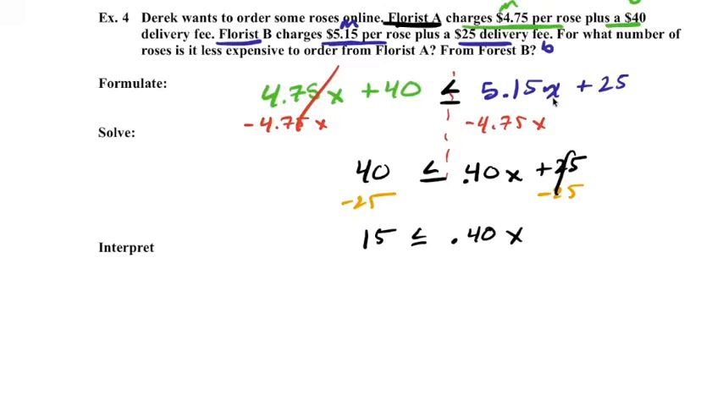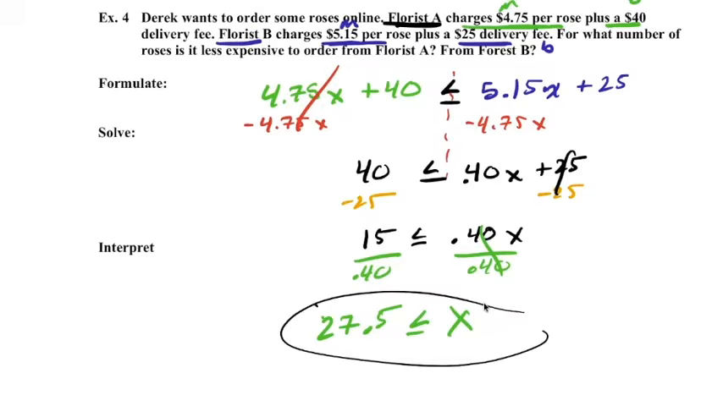All we have to do is divide by 0.40. Type that into our calculator if we want, and we're going to get x is greater than or equal to, or less than or equal, I read that wrong. You get 27.5. So we get 27.5 is less than or equal to x. Again, it's a little funky when it's that way, it's kind of hard to read. So I'm going to flip it. x is greater than or equal to 27.5.